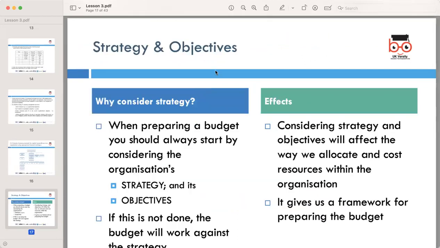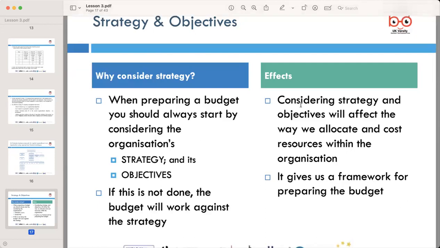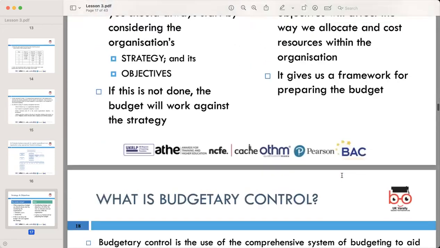Strategy and objectives: why consider strategy? When preparing a budget, you should always start by considering the organization's strategy and its objectives. If this is not done, the budget will work against the strategy. Considering strategy and objectives will affect the way we allocate and cost resources within the organization. It gives us a framework for preparing the budget.